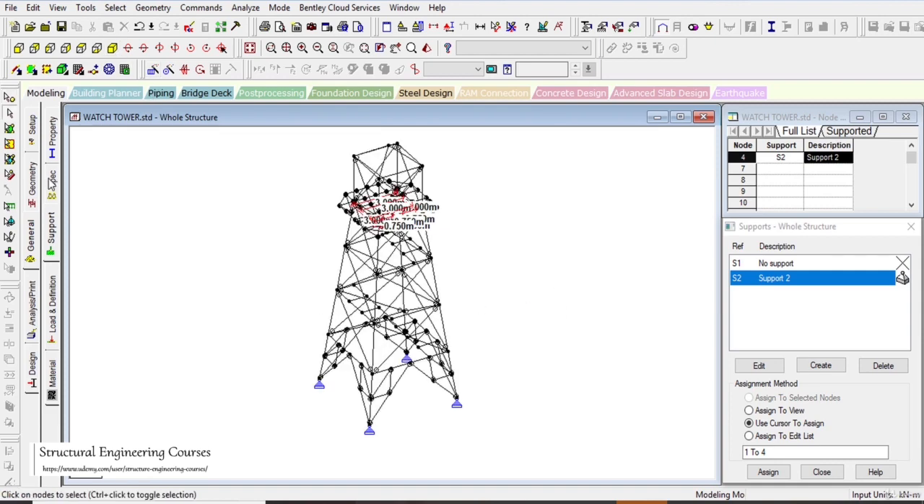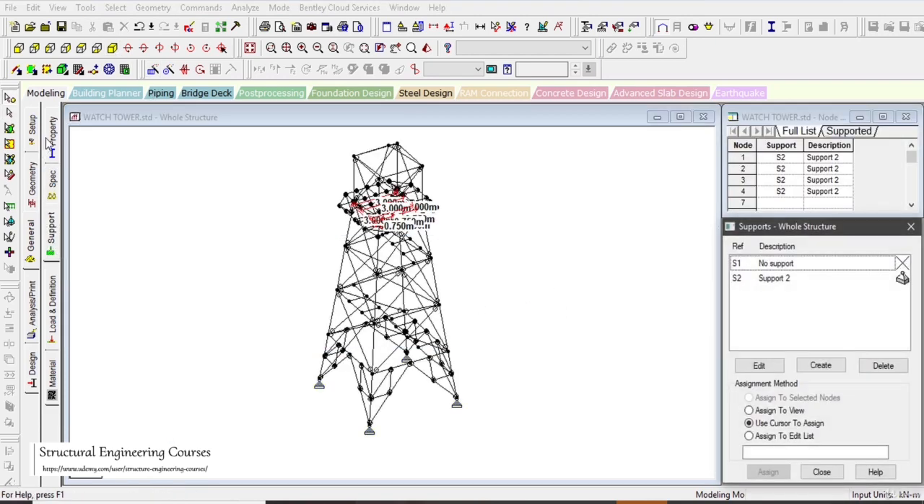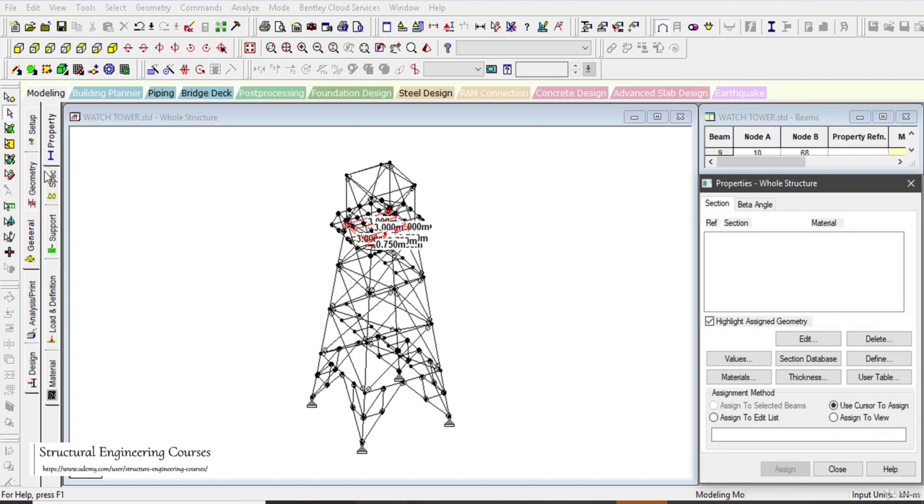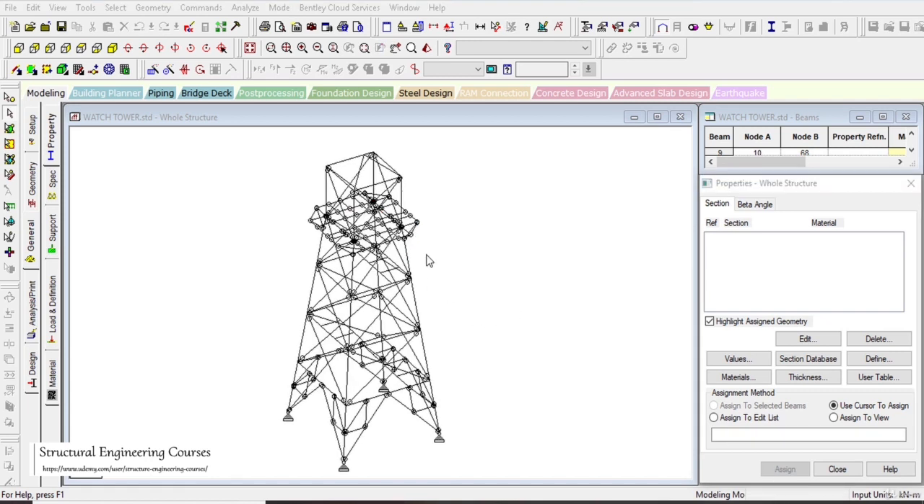So now the specifications are done, support is done. In the next lecture, we shall learn how we can assign, or how we can predict, the properties of this type of watchtower arrangement here. In the previous lecture, we learned how we can assign the specifications. In this lecture, we shall learn how we can predict the properties that can be used in this type of structure.